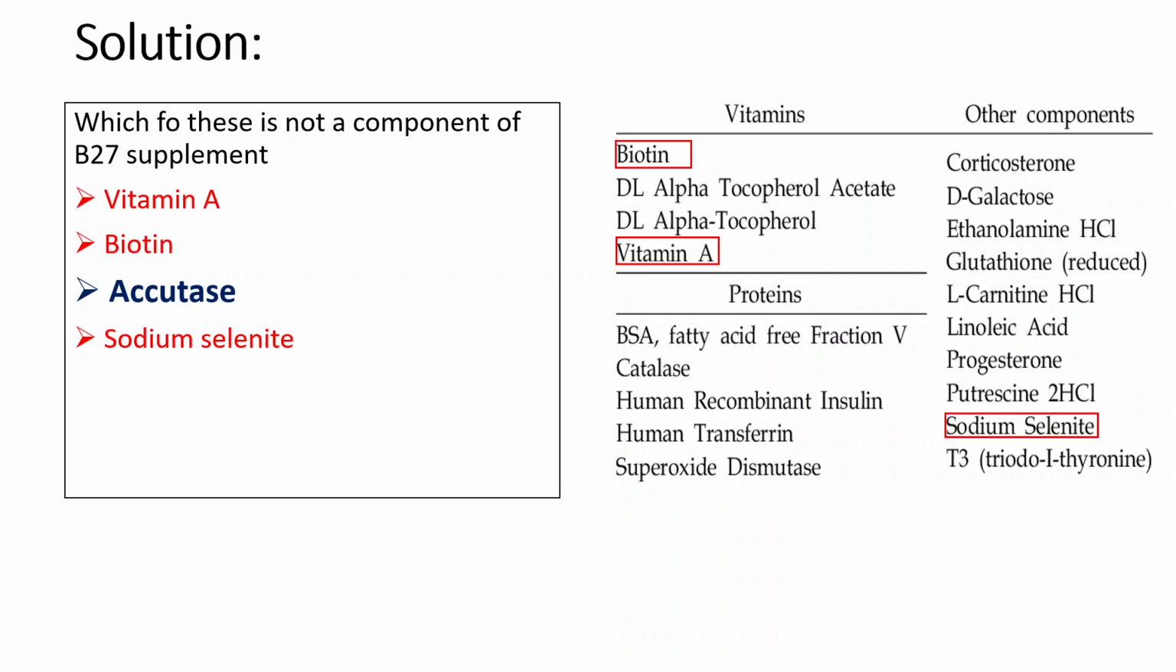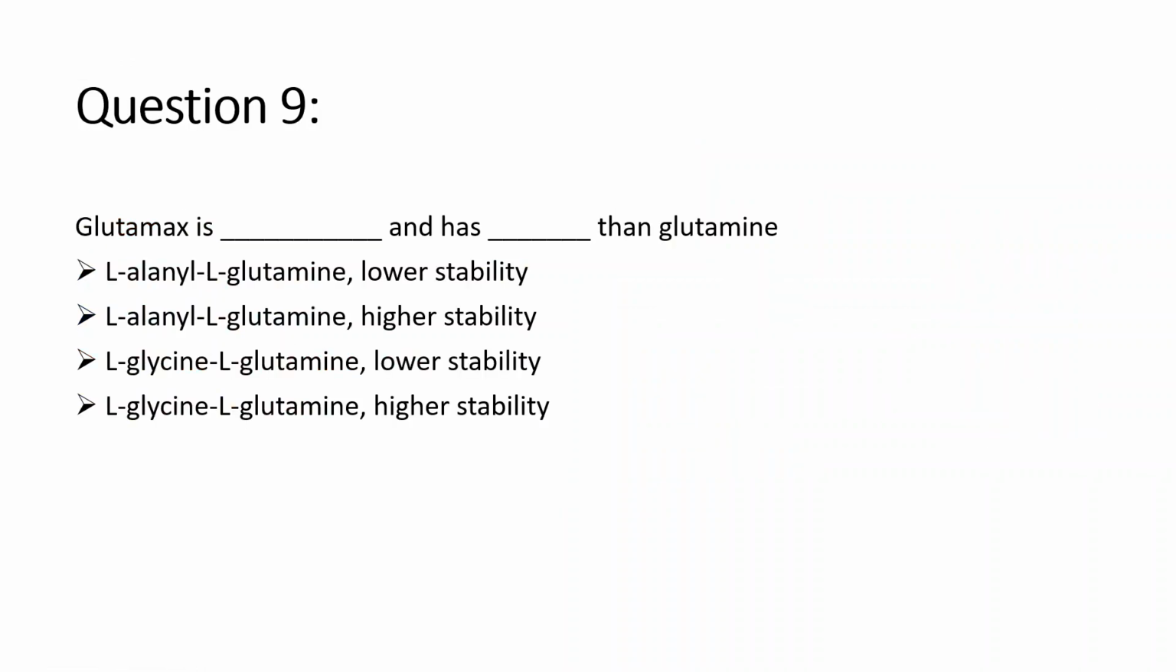Now moving on to question number 9. Glutamax is what, and has a blank than glutamine. We have 4 options here: L-alanine, L-glutamine, lower stability; L-alanine, L-glutamine, higher stability; L-glycine, L-glutamine, lower stability; L-glycine, L-glutamine, higher stability. So you can write the answer. We have discussed a similar question in some of our early sessions. You can write the answer and we'll discuss.